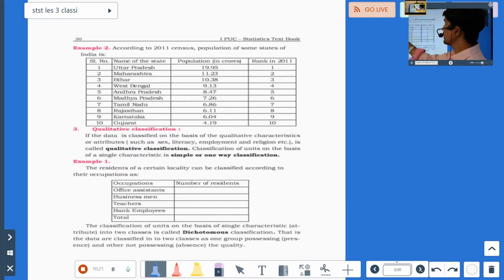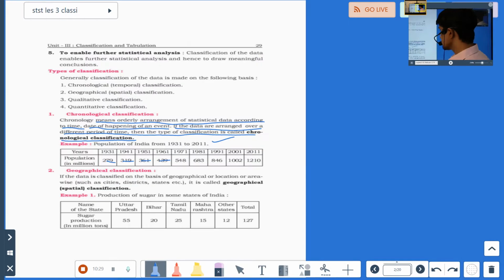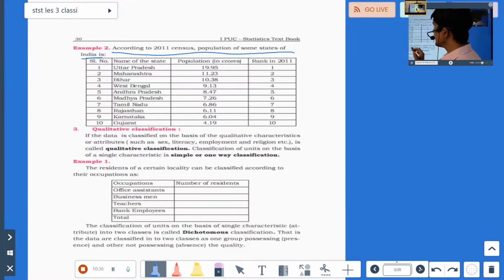They have given one more example. According to the 2011 census, the population of some states. See, in the previous example also we had population, but there they gave it according to year. Here they have given it according to state, according to places.